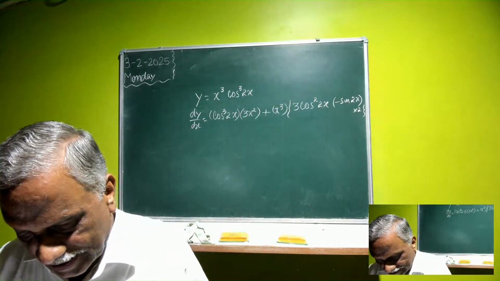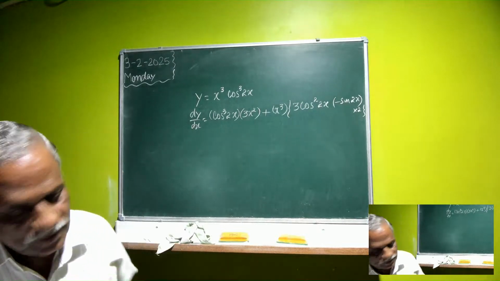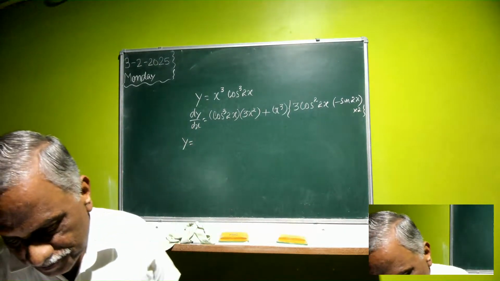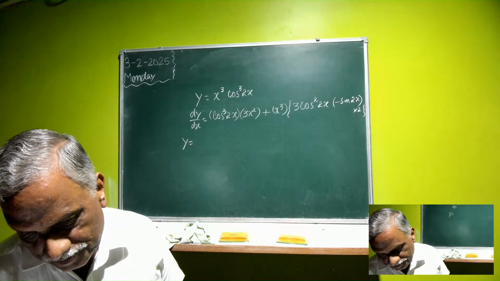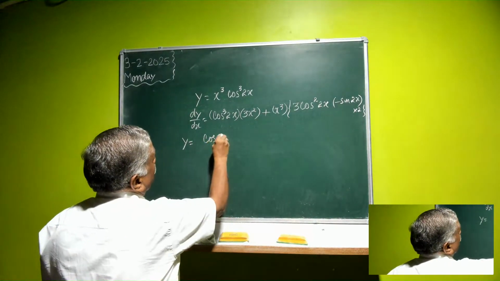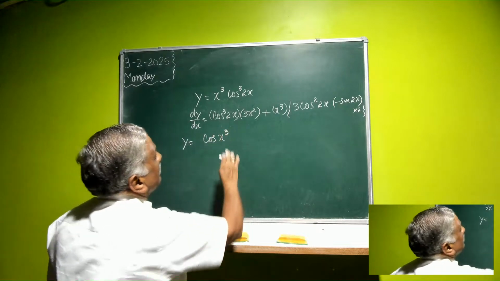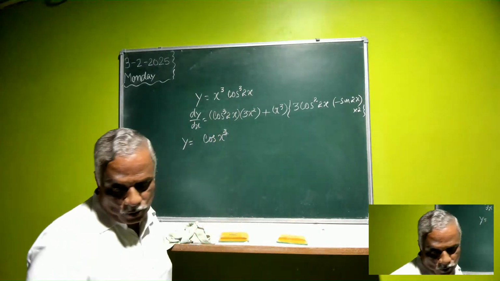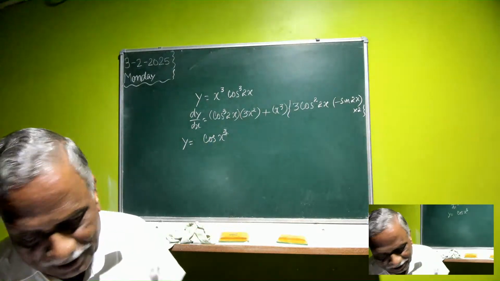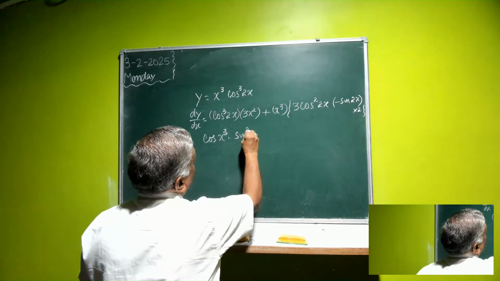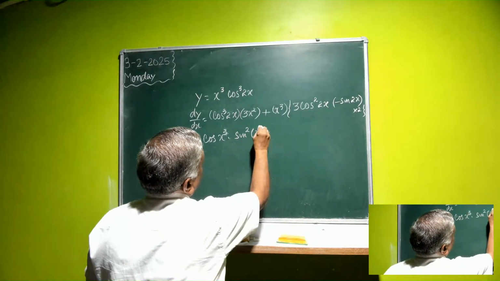Let's go to the next similar problem. y is equal to cos x cube. Here the problem was cos cube x. This is cos x cube multiplied by sine square x to the power of 5.